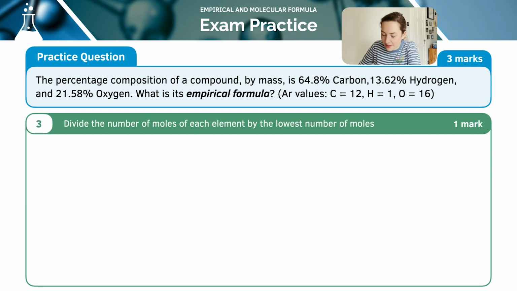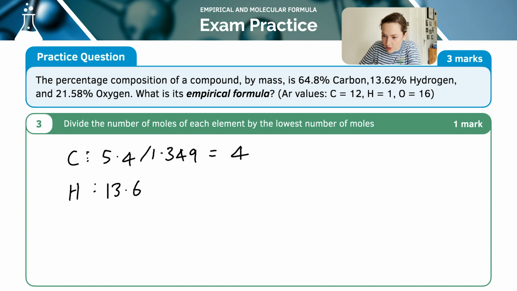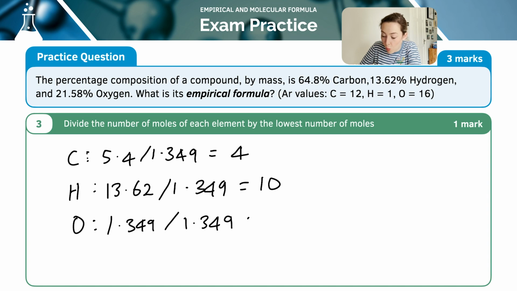So I annotated that on the previous slide. But if we do our 5.4 divided by 1.349, of course, I'm using the real numbers, not abbreviated. Hydrogen was 13.62 divided by 1.349, and that's 10. And then, of course, oxygen divided by itself, so 1.349 divided by 1.349 is, of course, 1. So therefore, it gives us our empirical formula of C4H10O.